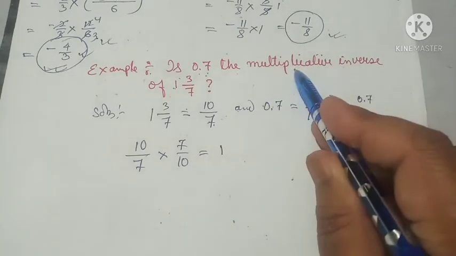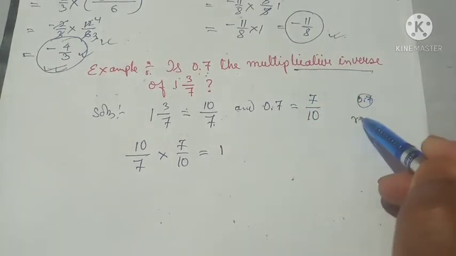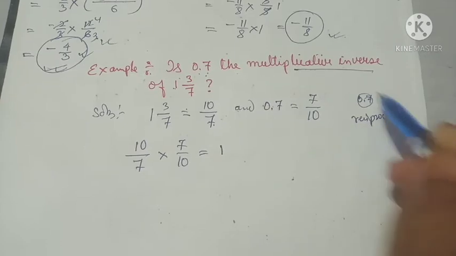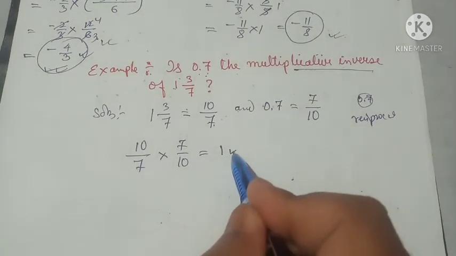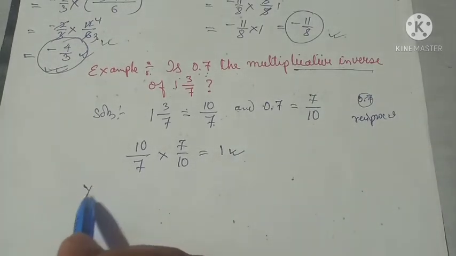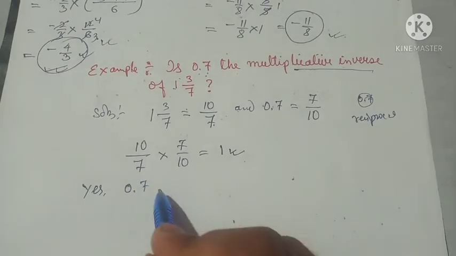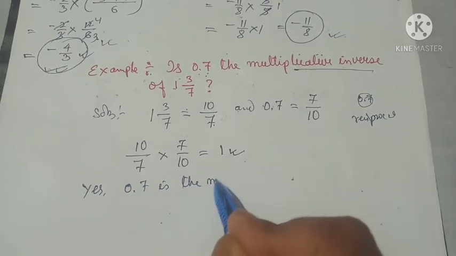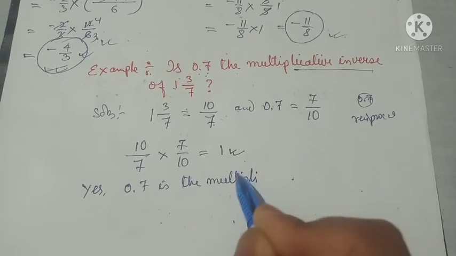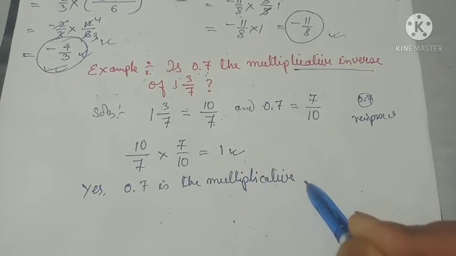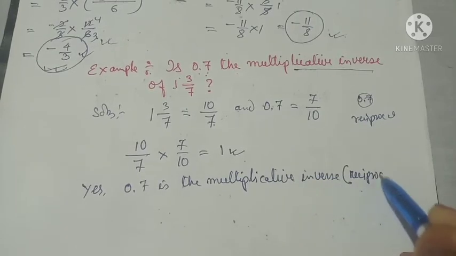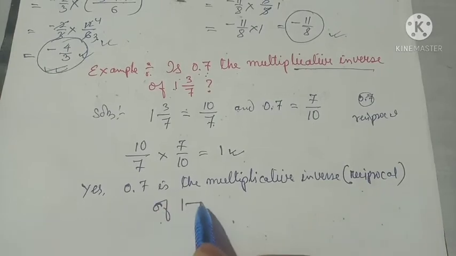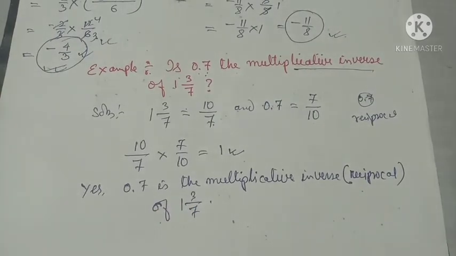Multiplicative inverse means reciprocal. Is 0.7 the reciprocal of 1 whole 3 by 7? Yes, because we get the answer 1. So yes, 0.7 is the multiplicative inverse or reciprocal of 1 whole 3 by 7. Very easy. Next, we will see the next example.